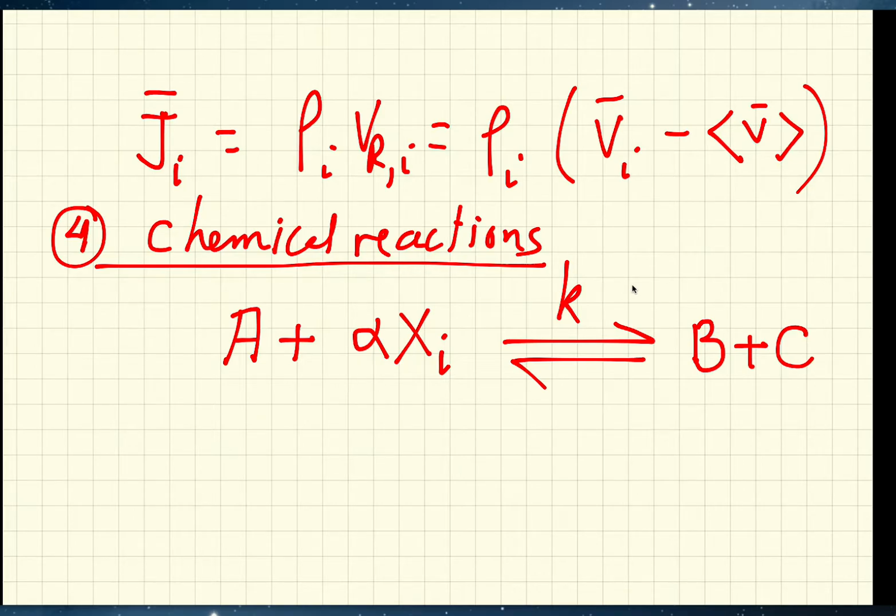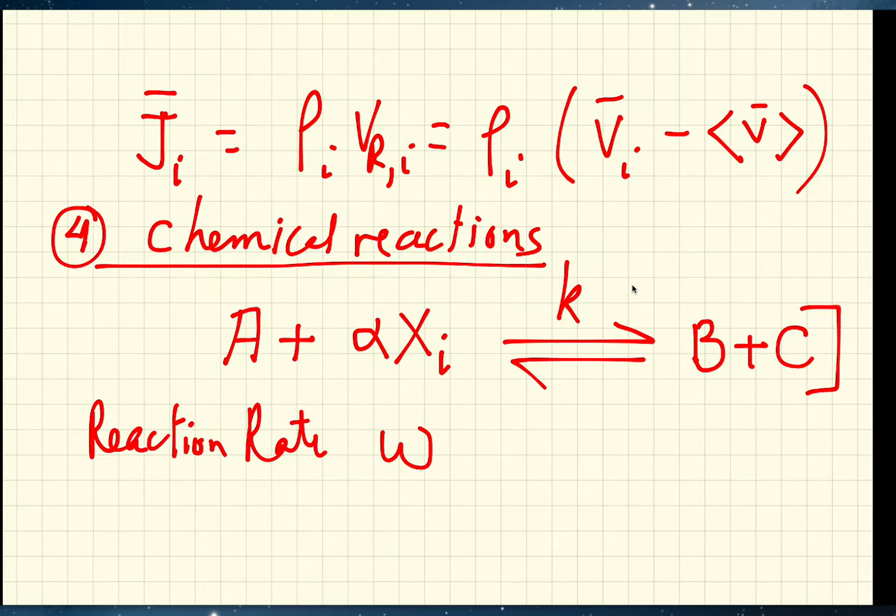So the reaction rate, we're going to call it omega, and this is a chemical reaction number J. So this is a J reaction. In other words, species I can participate in many of these chemical reactions, as many as J equals 1 up to n.